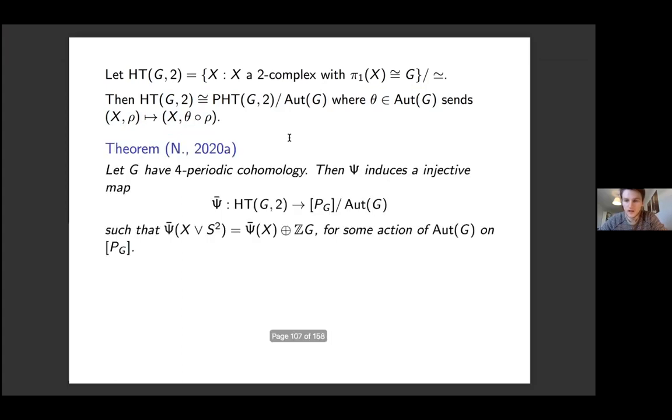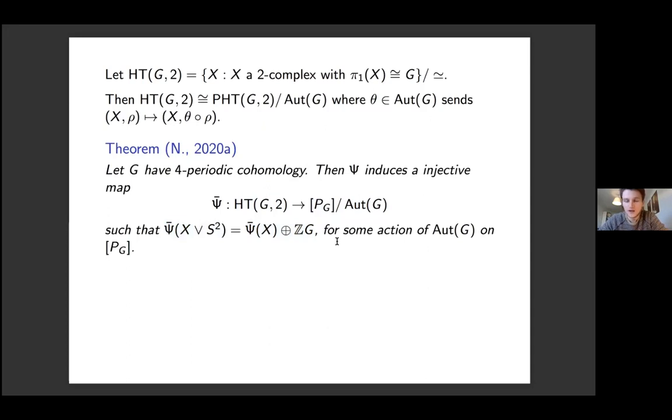Okay, so with that we have the following theorem, which is the depolarization part. So let G have four periodic cohomology, then psi induces an injective map from the two complexes up to homotopy to the projective modules in the class PG, quotiented by the action of Out G. Okay, and this satisfies the nice structural relation that when you wedge with a copy of S2 for the two complex, then your corresponding projective module, you just add a copy of the free module ZG. Okay, and this is for some action of Out G on PG.